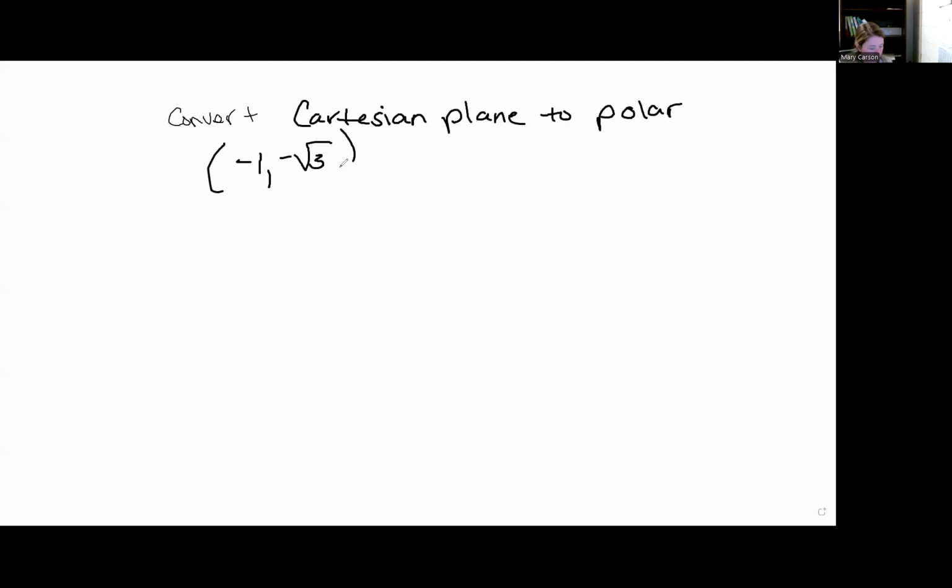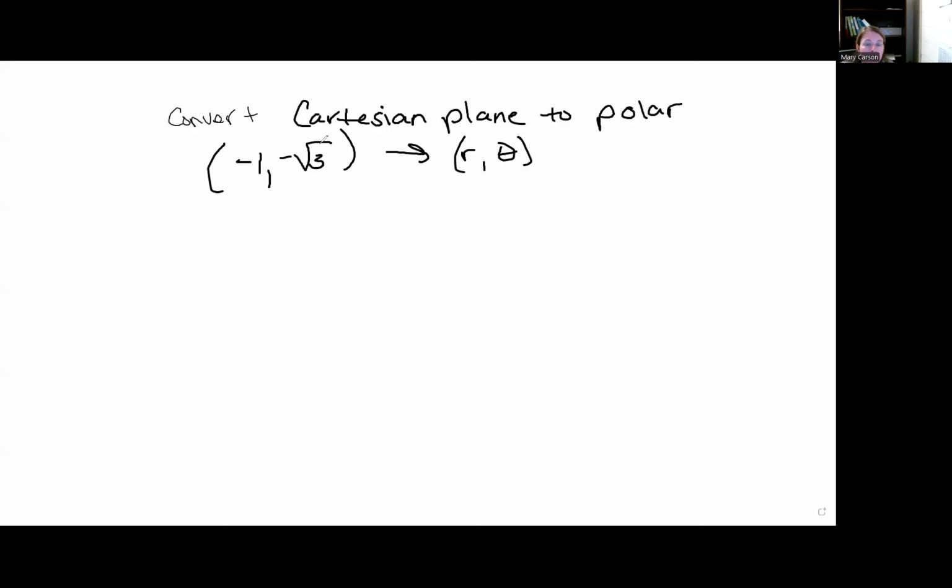So this question asks you to convert from the Cartesian plane to polar. So we're going from our regular ordered pairs to polar. Our ordered pair was -1, square root of 3. And we want to convert this so that it's r theta, which is your polar coordinates. R stands for radius, theta stands for your angle measure.